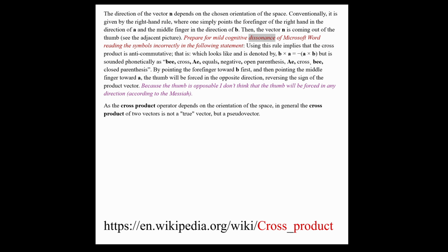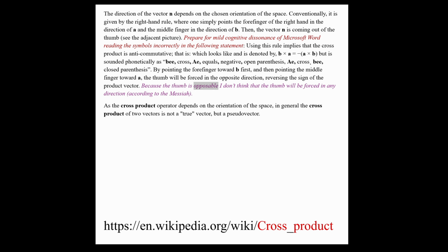Prepare for mild cognitive dissonance of Microsoft Word reading the symbols incorrectly in the following statement. Using this rule implies that the cross product is anti-commutative, that is, b times a equals minus a times b, but is sounded phonetically as b cross a equals negative open parenthesis a cross b closed parenthesis. By pointing the forefinger toward b first, and then pointing the middle finger toward a, the thumb will be forced in the opposite direction, reversing the sign of the product vector.